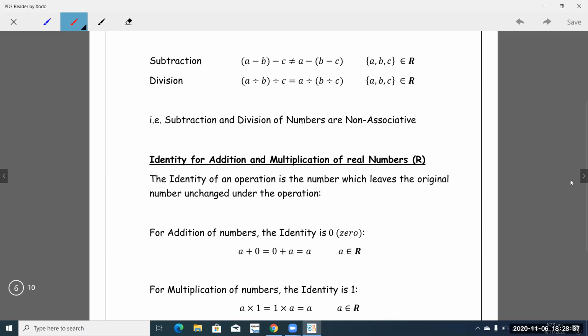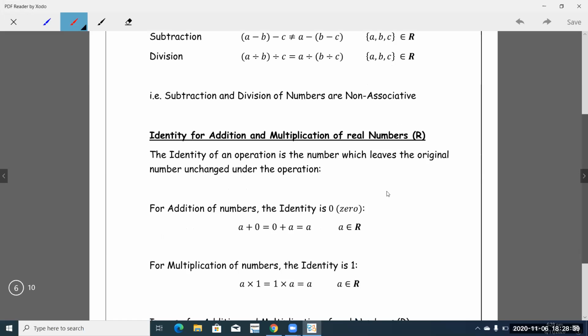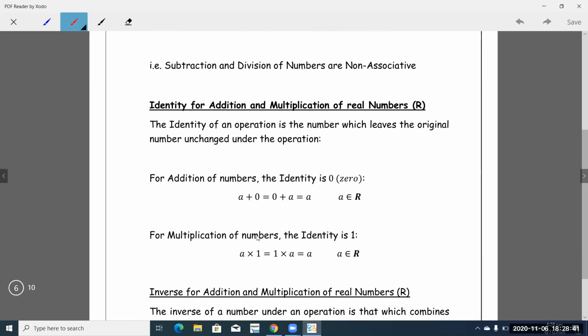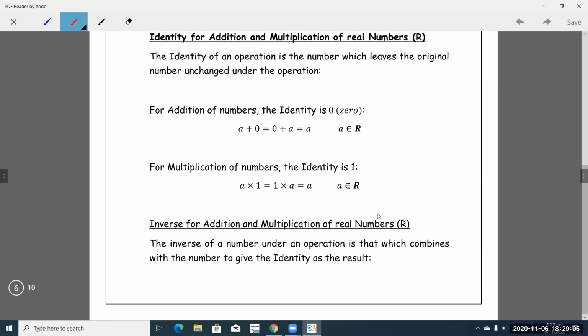For multiplication, the identity is 1. Which number, when you multiply it by a, will not change the result? That will only be 1. And so we say that 0 is the additive identity of any number a, and 1 is the multiplicative identity of any number a.